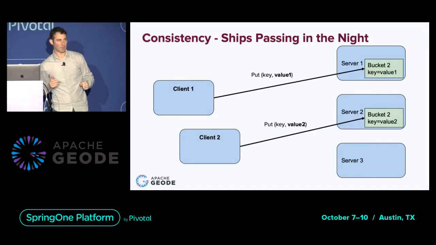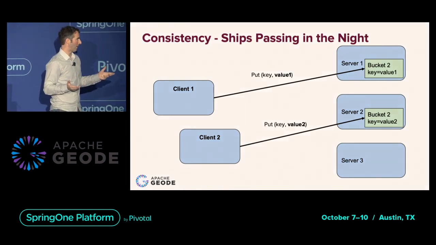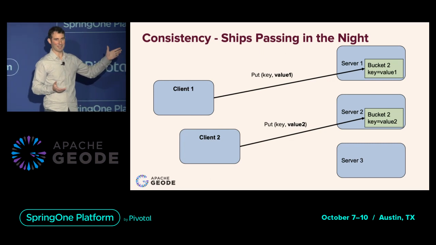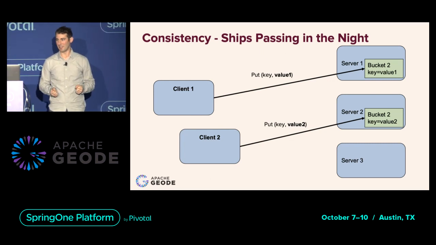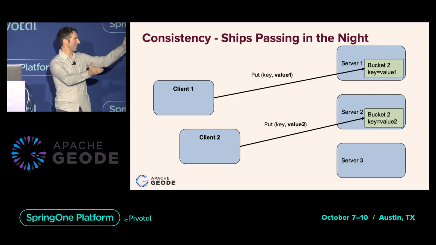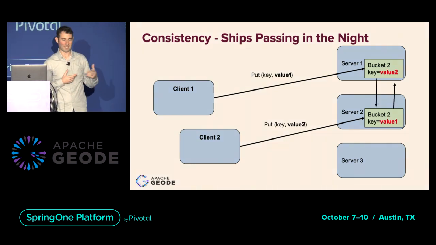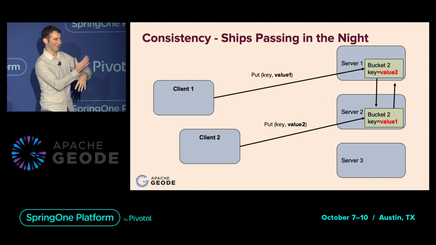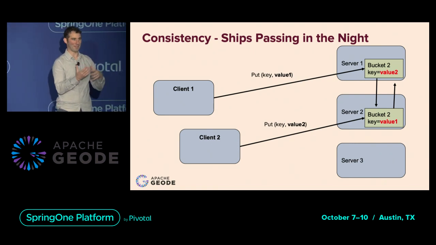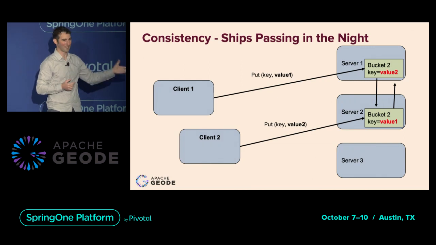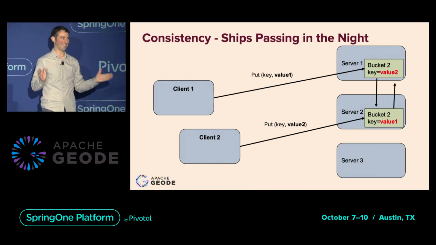And just to give you an example, here's one of the ways it can go wrong. If we were to let you write to either copy and we weren't smart about it, you could have a case where different clients write different values to different copies, and those values could just pass each other in the network and end up with the different copies being inconsistent. So in this case, one copy has value 2 and the other copy has value 1, and that would be bad, and we don't want that to happen.